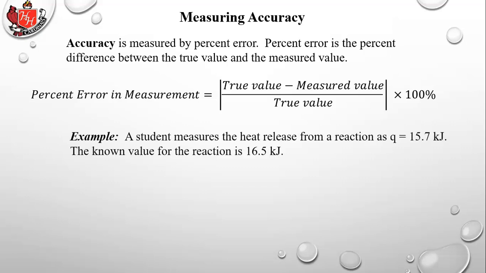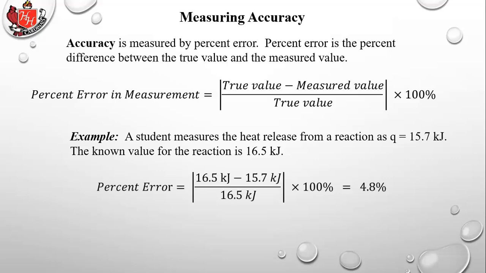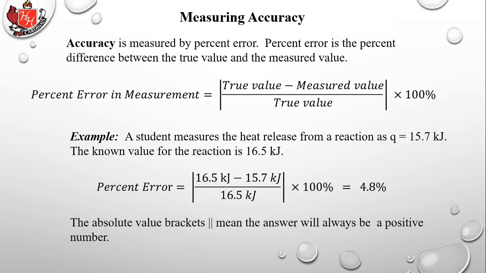So, for example, a student measures heat released from a reaction as Q, which is heat, we'll learn that later in the course, 15.7 kilojoules. The known value for the reaction is 16.5 kilojoules. So you plug those numbers in: the true value, 16.5, minus the measured value, 15.7, divided by the true value, 16.5, and you multiply by 100%, and that gives you 4.8% error. The absolute value brackets, those vertical lines, mean the answer will always be a positive number.